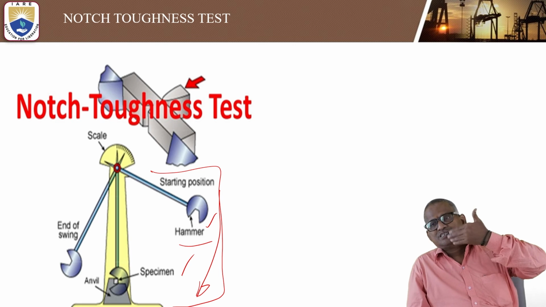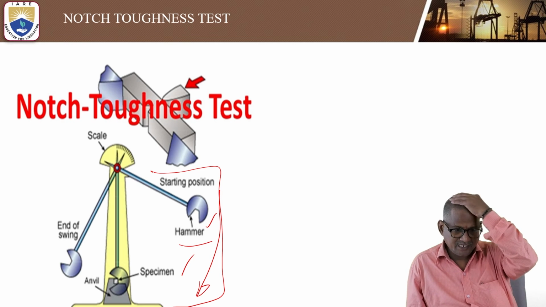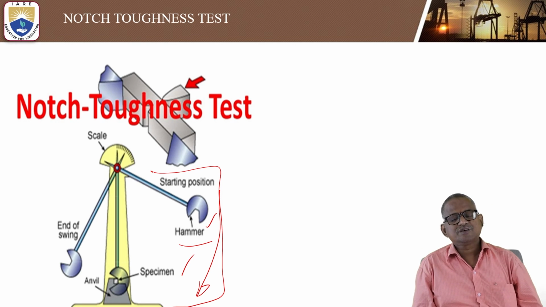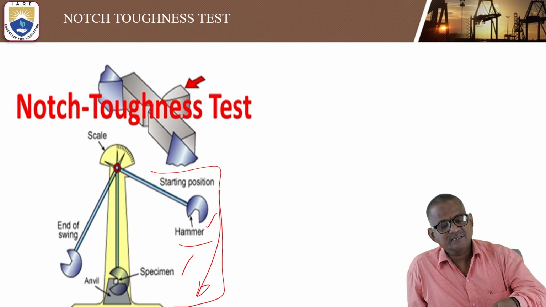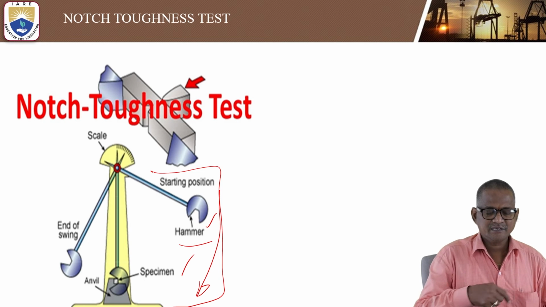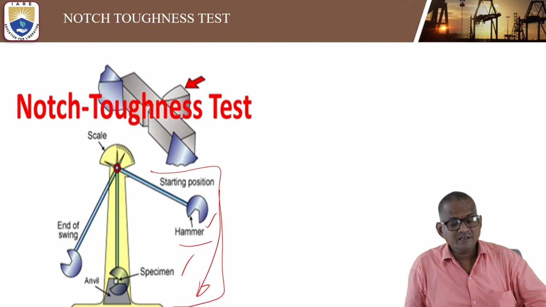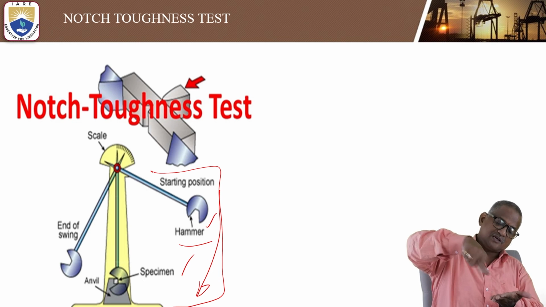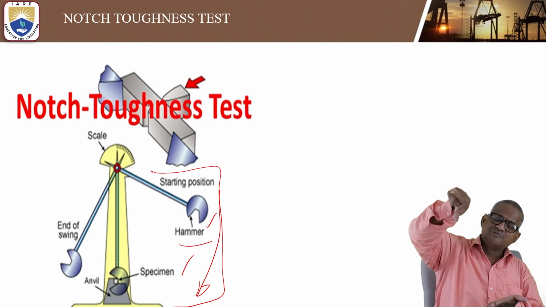The impact strength can be easily determined by the notch toughness test. There is a hammer, starting position, specimen, anvil, and end of the swing. First, it can move up and down.